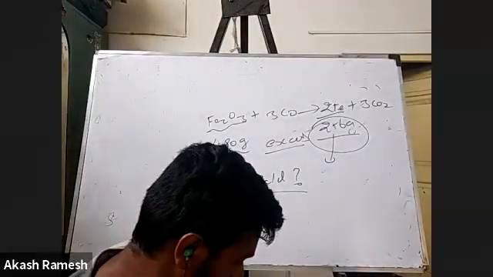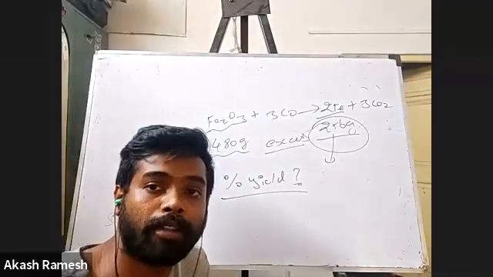What is the atomic mass of iron? The atomic mass of iron is 56.